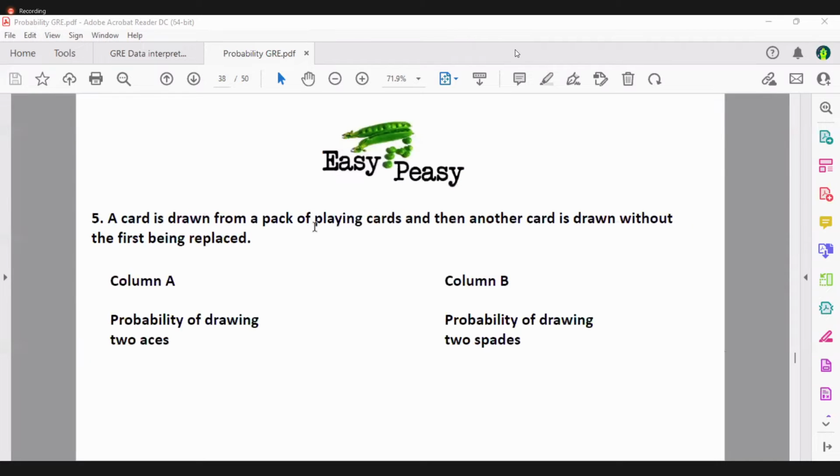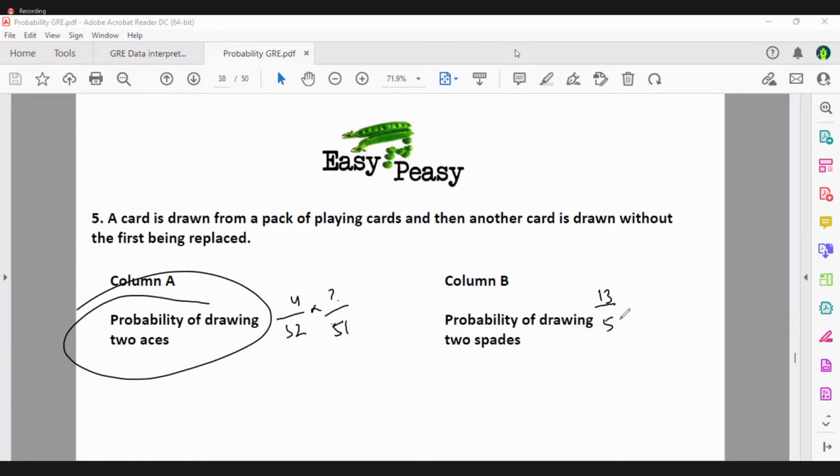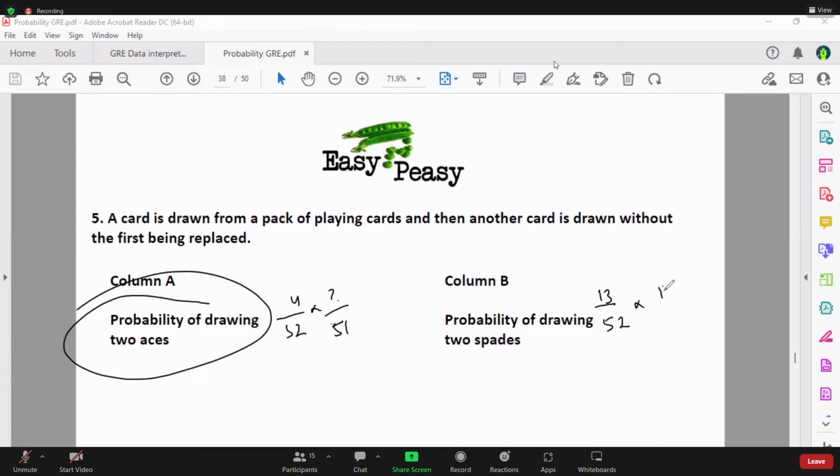Next question, a card is drawn from a pack of playing cards. Then another card is drawn without the first card being replaced. Probability of drawing 2 aces: first there are 4 aces out of 52, then there are 3 aces out of 51. Then probability of drawing 2 spades: there are 13 spades, so 13 out of 52, and then 12 out of 51.